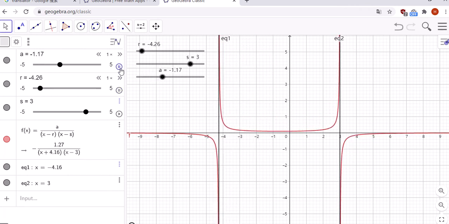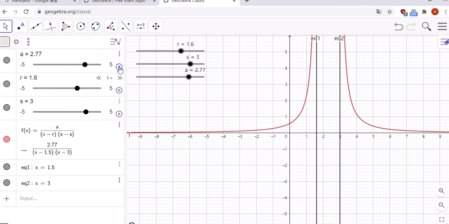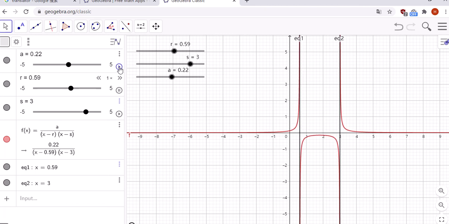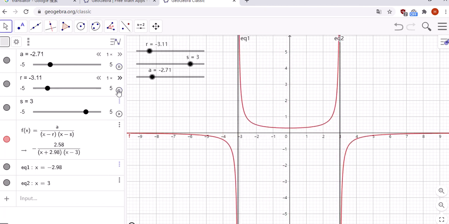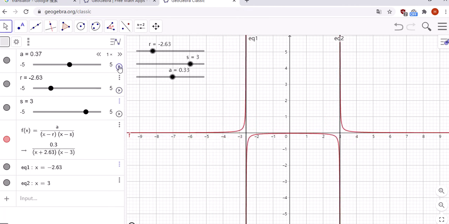Change again. Here a is positive, so the left side and right side of the graph are above the x-axis. In the middle, the graph is under the x-axis. So from this simulation, we can see all the changes.